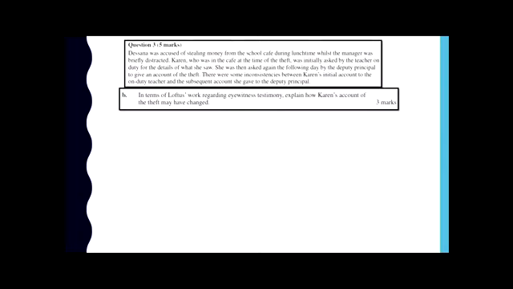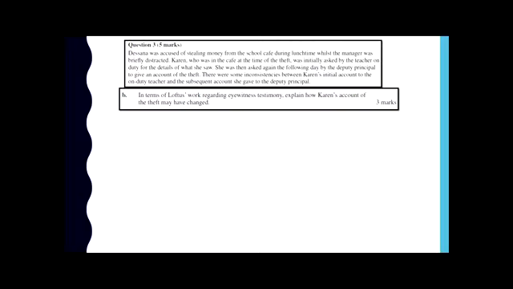Okay, this is a question on Loftus's work. So it's obviously a scenario-based question. I know it's a bit small. Desina was accused of stealing money from the school cafe during lunchtime whilst the manager was briefly distracted. Karen, who was in the cafe at the time of the theft, was initially asked by the teacher on duty for details of what she saw. She was then asked again the next day by the deputy principal to give an account of the theft. There were inconsistencies between Karen's initial account to the on-duty teacher and the subsequent account she gave to the deputy principal. So then you have to talk about, in terms of Loftus's work regarding eyewitness testimony, explain how Karen's account of the theft may have changed. And it's worth 3 marks.